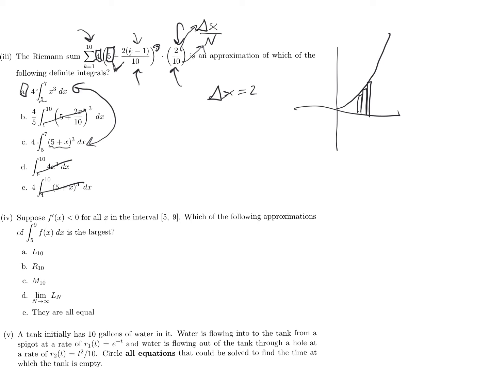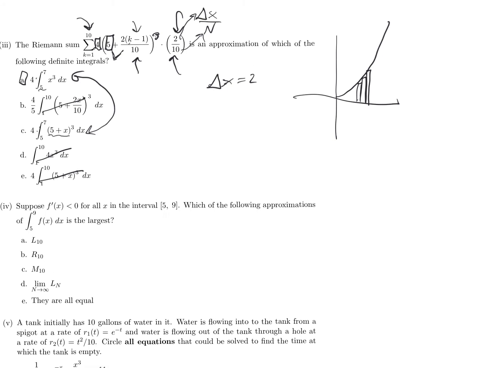Well, I'm glad you asked. If this were a right-handed sum, we would use k, but this is actually a left-handed sum, so we use k minus 1. Not a big deal. They just threw that in to kind of trick you. Moving on to part 4.